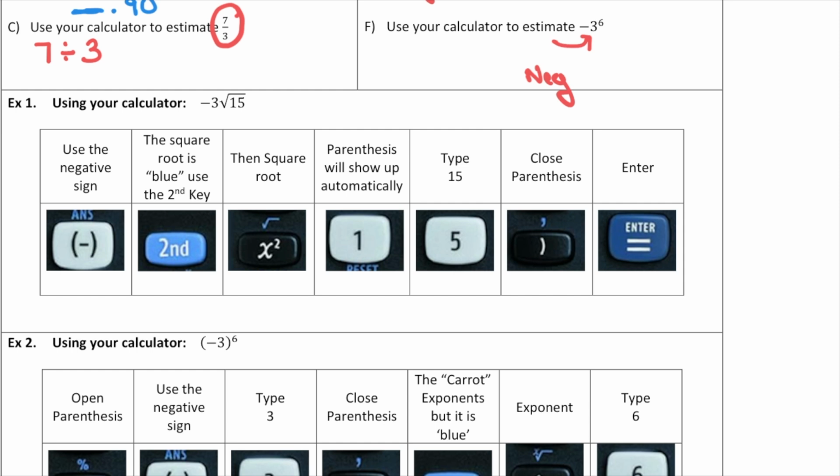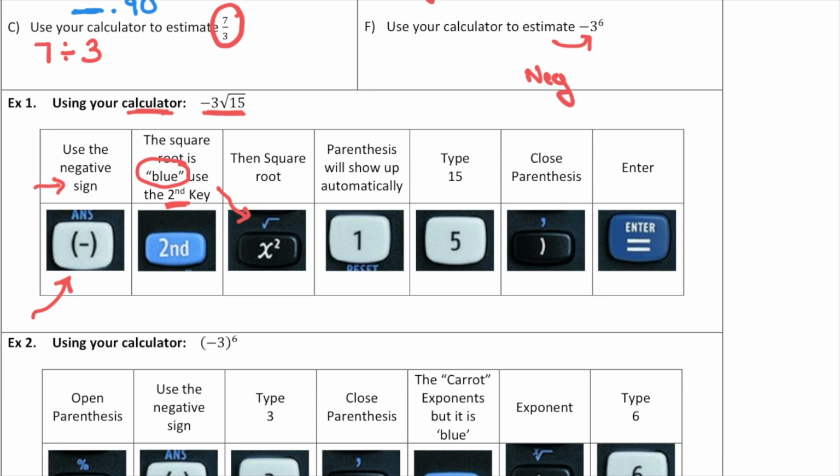When we're looking at using your calculator, we're going to try to figure out -3 times the square root of 15. Now, the first thing we should notice is that this is a negative sign, not a minus sign. So make certain that you type in negative. The square root button is on a key that is raised above x squared. So in order to get to a blue picture on your calculator, you're going to have to use the second key. Then you pick the square root.